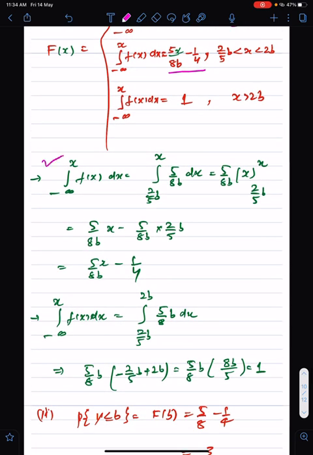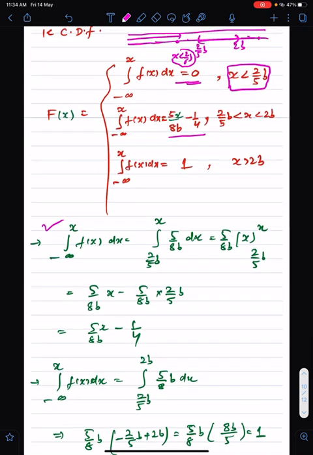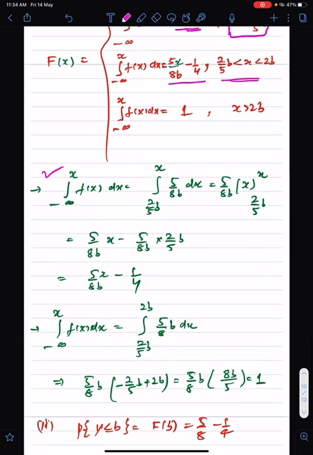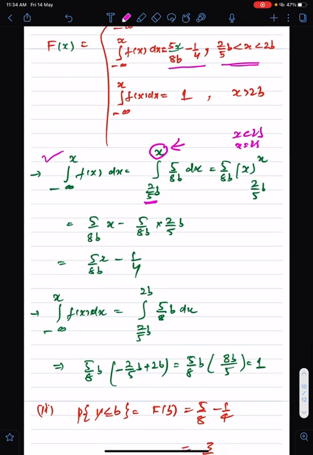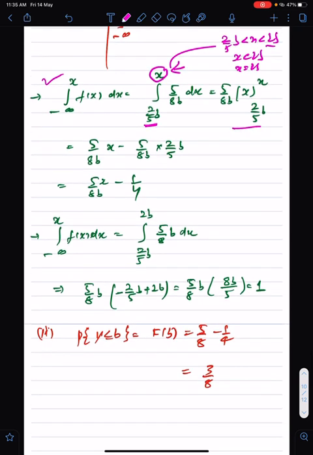Here you can check that if x is less than 2 upon 5b, it is 0. And if x lies between 2 upon 5b and 2b, I have solved it from 2 upon 5b to x. As x is less than 2b, we don't know that x equals 2b, but it can be anywhere between 2 upon 5b and 2b, so I'm just taking it here as the value x. This thing you must keep in mind, that this x lies between 2 upon 5b and 2b. So I'll put it in and solve it, and I'll have this answer.